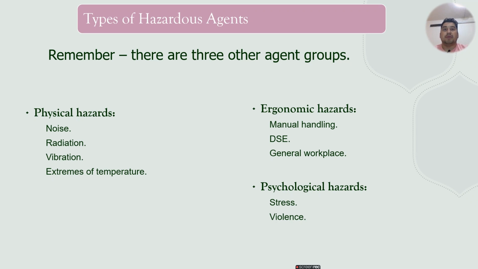Okay. After that, we have the ergonomic hazards. In the ergonomic hazards, we have the manual handling, we have the display screen equipment, and general workplaces. I hope you are aware that we have already covered manual handling and display screen equipment. So if you go through our previous elements 5 and 6, you will get all the very detailed information about manual handling and display screen equipment. After that, we have the psychological hazards. Psychological hazards, stress, violence, and these topics also I have covered in element 6.